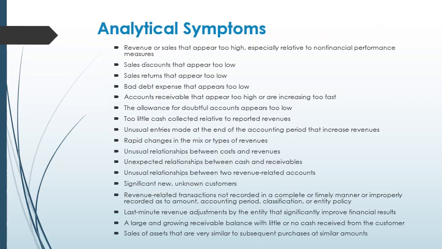Analytical symptoms are economic events, accounting transactions, or financial or non-financial relationships that are unusual. They are usually too good to be true and unexpected or unexplained. A helpful way to discover analytical symptoms of revenue fraud is to compare changes in non-financial performance measures. These measures include square footage of office space, warehouse or manufacturing space, number of employees or customers, and number of product lines or types. You can find more examples in Table 12.2 on page 397 of your textbook.